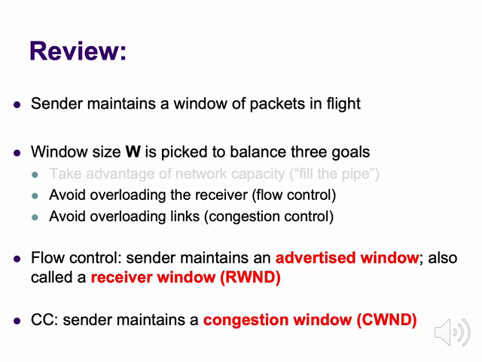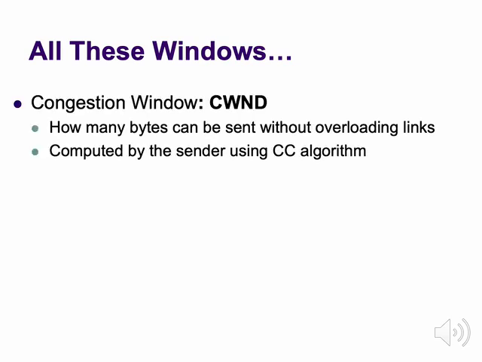And then to implement congestion control, we have an additional parameter, which is the congestion window or cwnd. I'm going to repeat this one more time because all these windows can be confusing. Congestion window, or cwnd, is how many bytes the sender can put into the network without fear of overloading the links in the network. The value for cwnd is computed by the sender using a congestion control algorithm. And that's what we're going to talk about in the rest of this lecture.